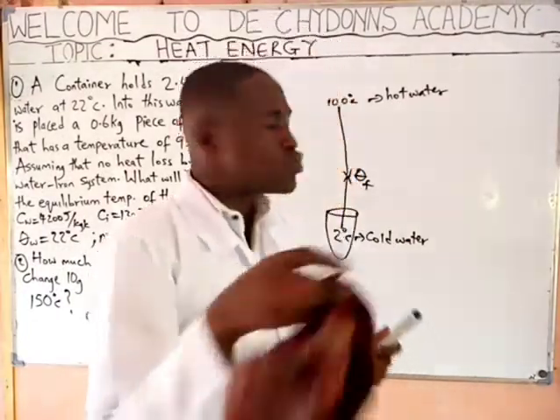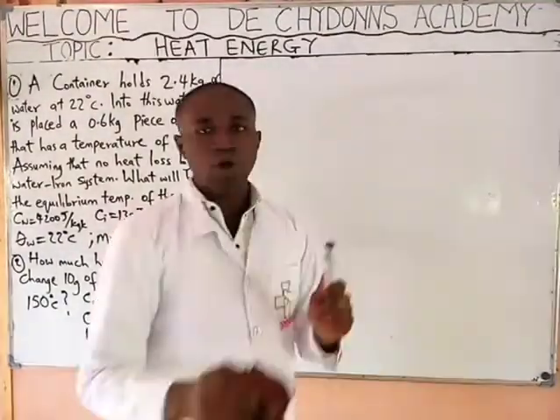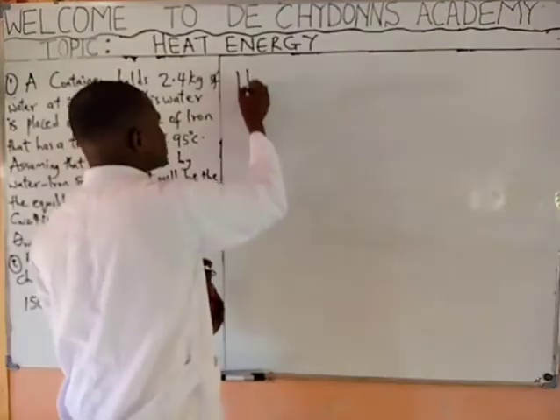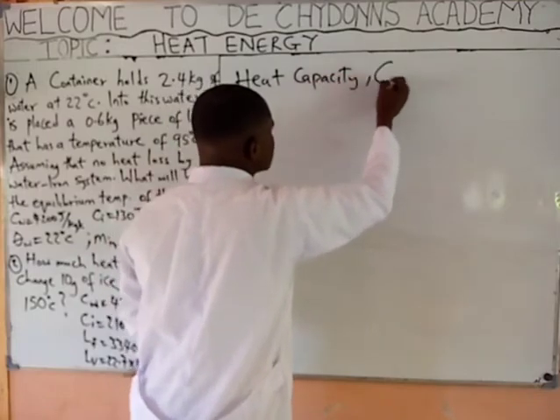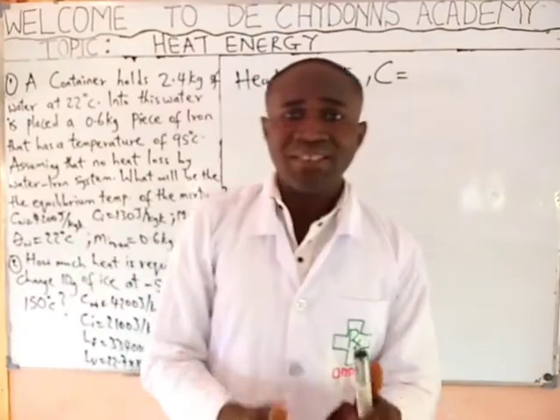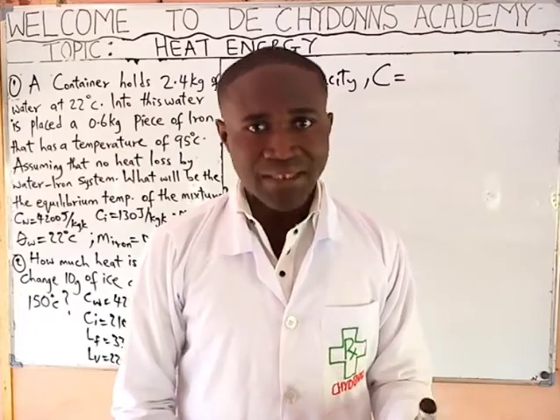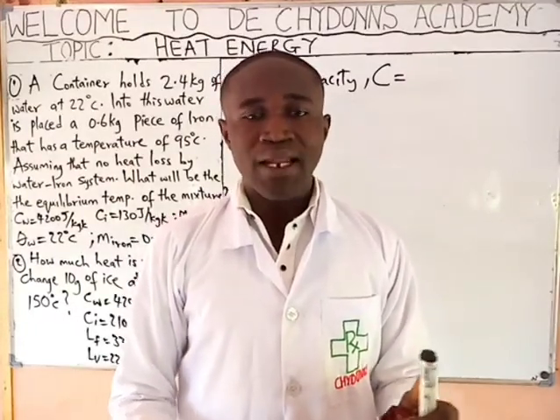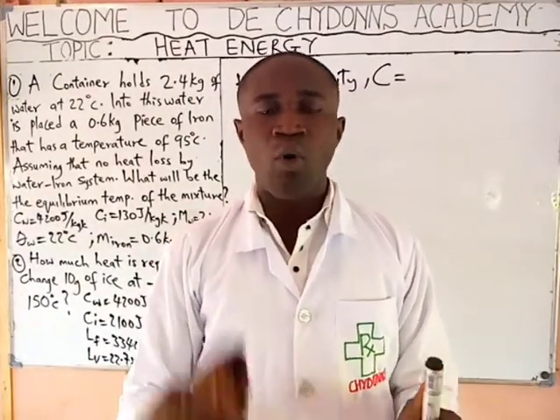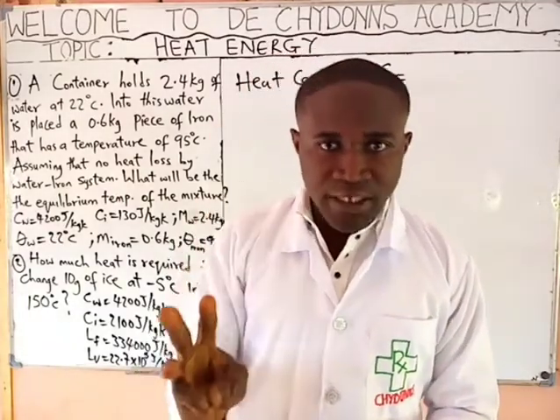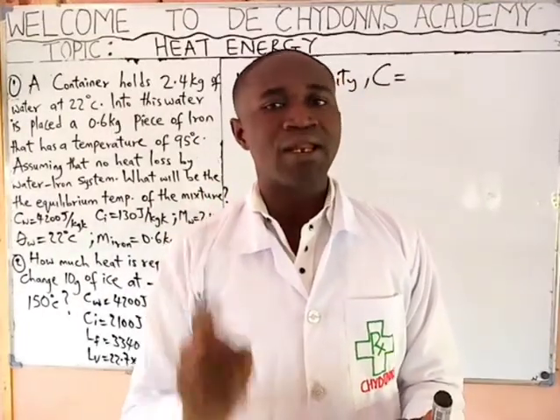Another point we need to know is that there are some terms we need to define. One is heat capacity. Heat capacity is called capital C. Heat capacity is that quantity of heat required to raise the temperature of a substance by 1 degree Celsius.